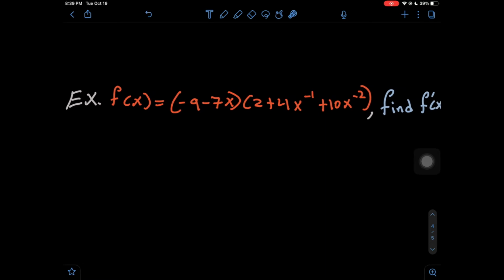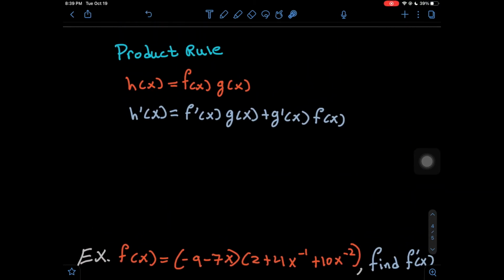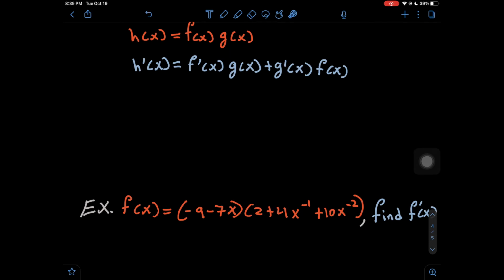Well, in our example problem, we have f of x equals negative 9 minus 7x times 2 plus 4x to the power of negative 1 plus 10x to the power of negative 2. And the question is asking us to find f prime of x. And now let's go ahead and label our two parts. Well, we have f of x and g of x.